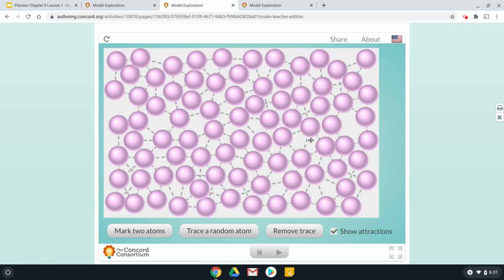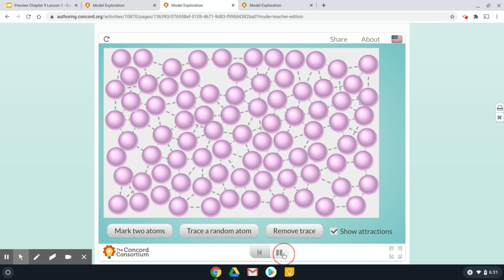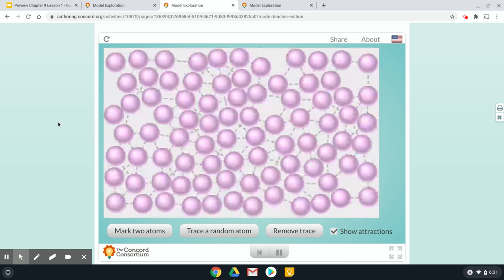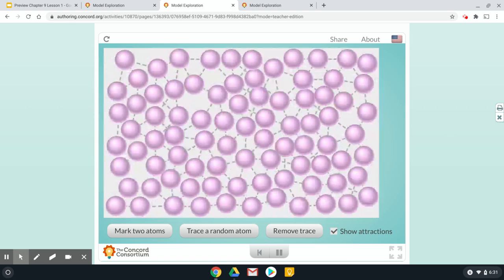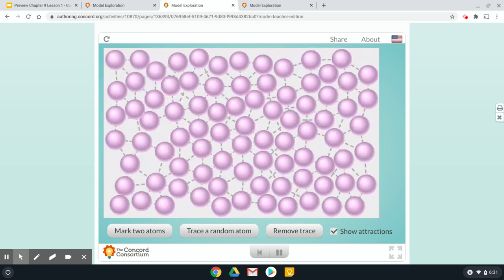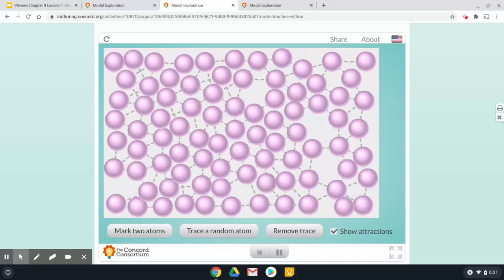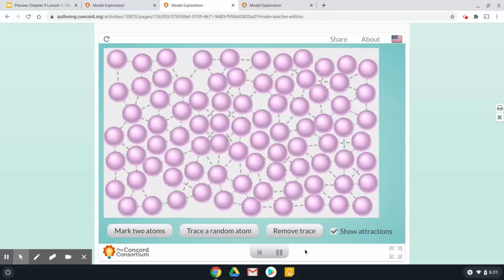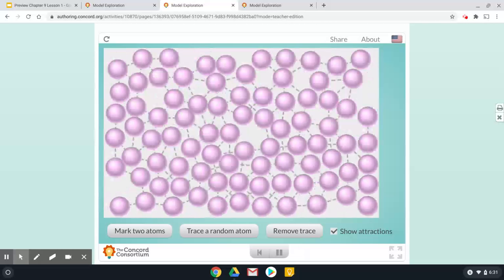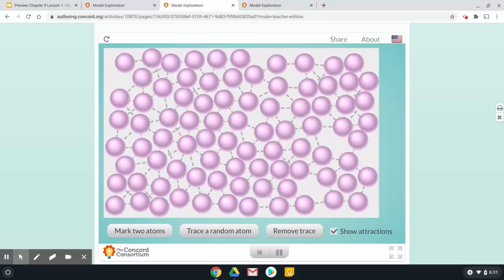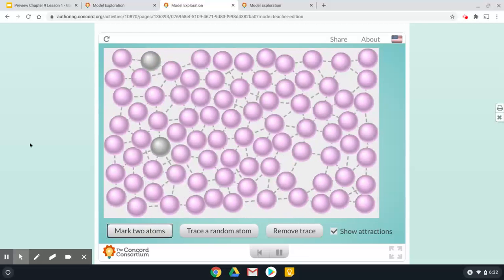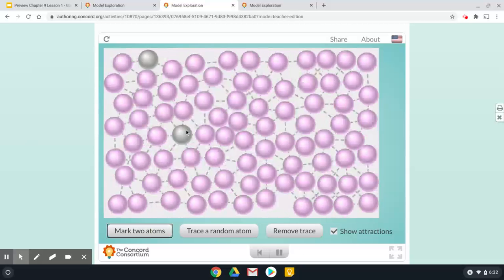So let's look at that digital model. Right away, without even hitting play, we can see that the structure is much less organized compared to a solid. And when I click play, you'll see that there's a lot more movement. These move faster and more than a solid, and that's because they're generally at a higher temperature for its substance.